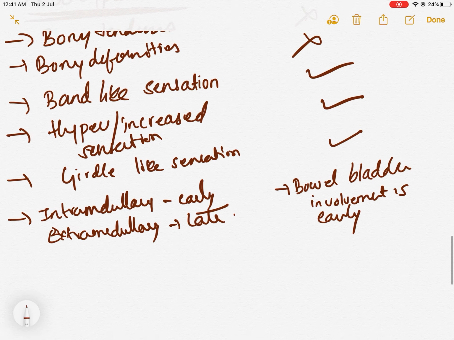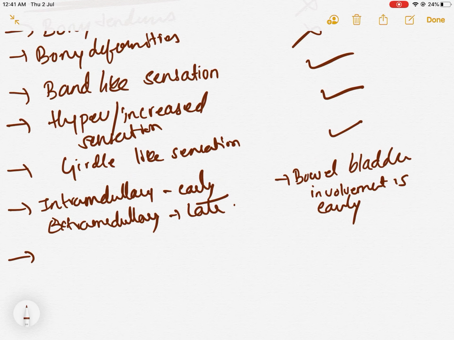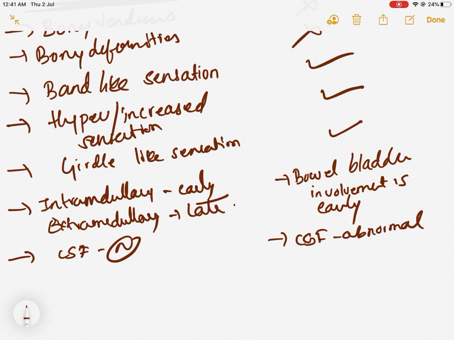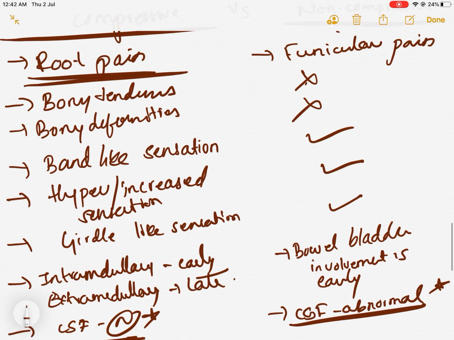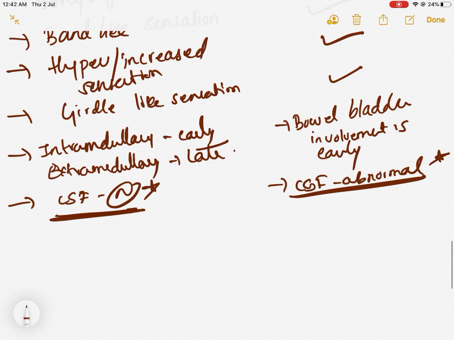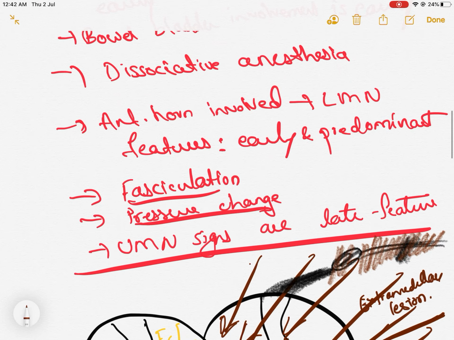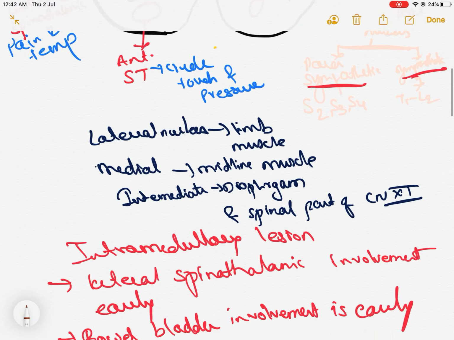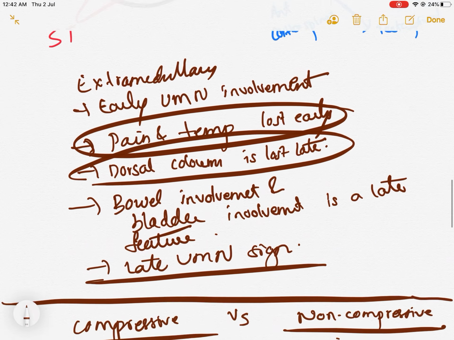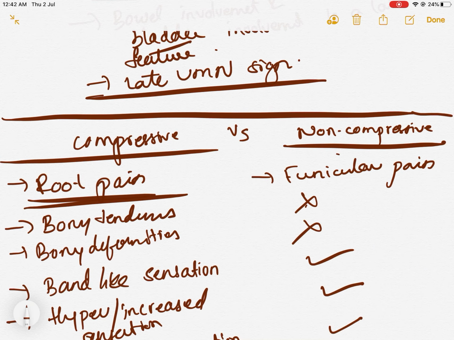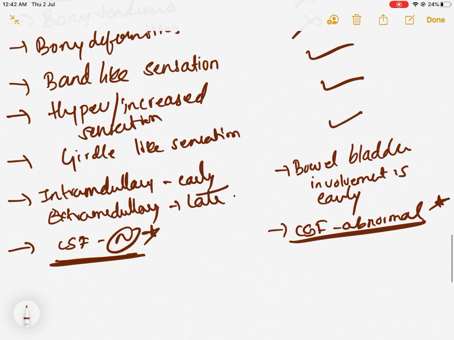Now another feature: in compressive myelopathy, CSF is usually normal. In non-compressive myelopathy, yes, CSF can be abnormal in the presence of oligoclonal bands, etc. However, it is not normal in most of the cases. Okay, so this is another feature. So this completes our lecture today, where we learned about the anatomy of the spinal cord, intramedullary lesion, extramedullary lesion, how to differentiate them, and how to differentiate compressive myelopathy from non-compressive myelopathy.